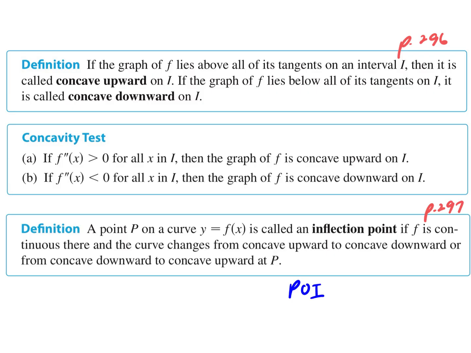POI, point of inflection. There has to be a change in sign for the second derivative in order for there to be a point of inflection. The concavity can only change when the second derivative sign changes. When you look at the graph, oftentimes you can see where that happens, but sometimes it's harder to see. We're going to do that next.